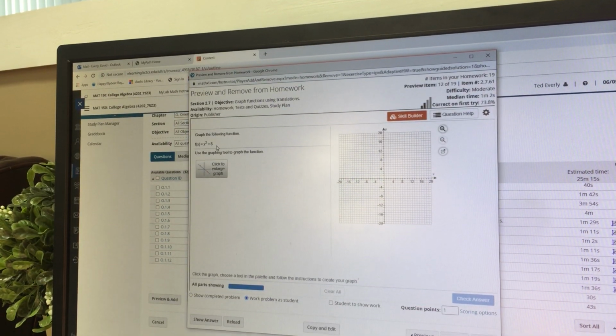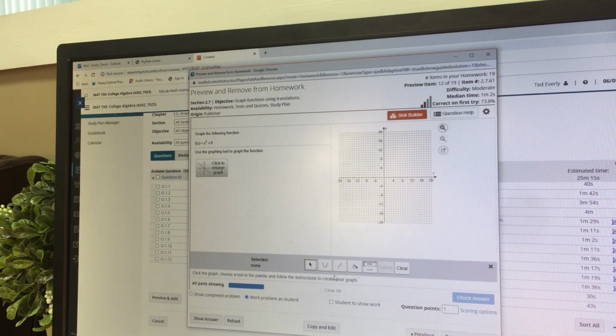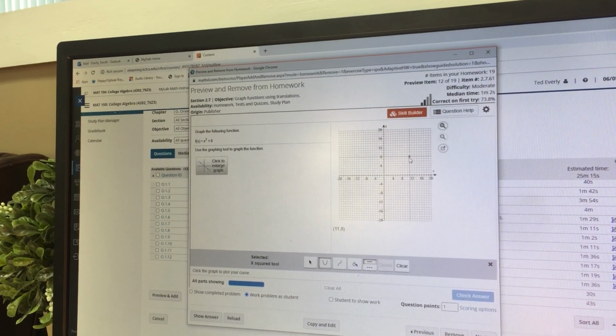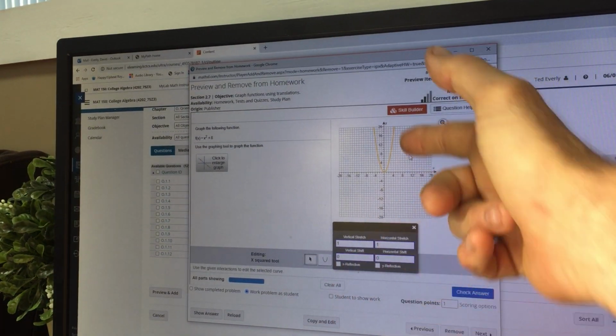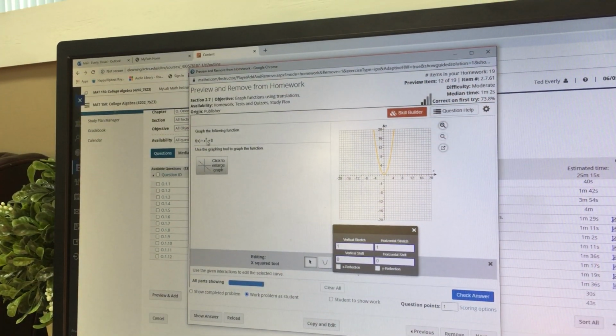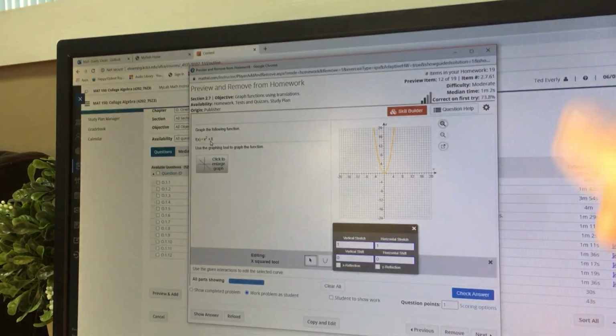Okay, x squared plus 8. All right, we're going to click the graph. This is another parabola. And I can just click the graph anywhere because these boxes are going to come on. Let's see, there's what the normal function looks like. All right, what does this plus 8 do? That's going to shift it up 8.